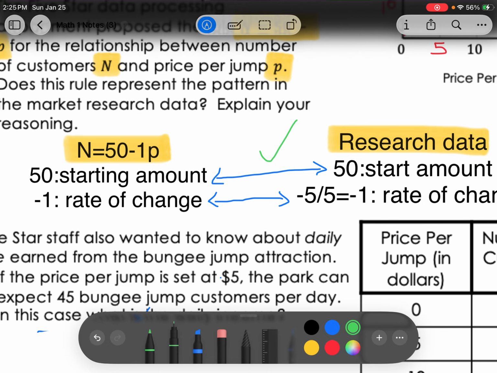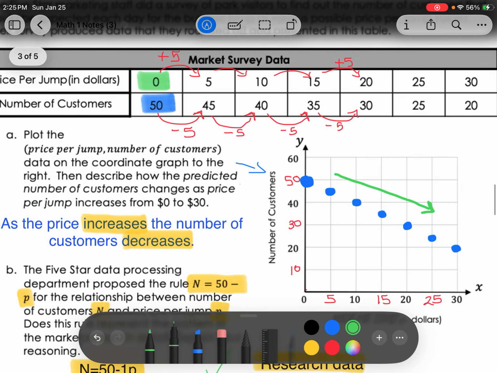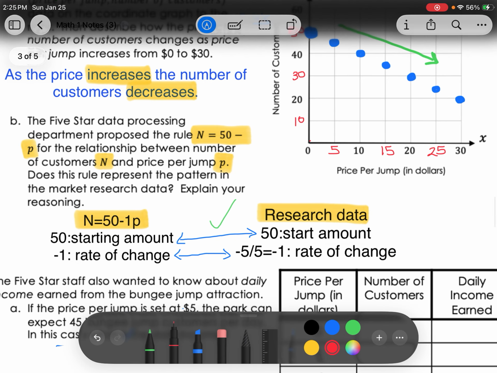We could have done it mathematically, a little more math involved, but it's just being able to see our starting amount up here. This is our start, and we're going over 5. We're adding 5 and subtracting 5. Just divide those two to get -1. Again, it's not too bad. Okay.